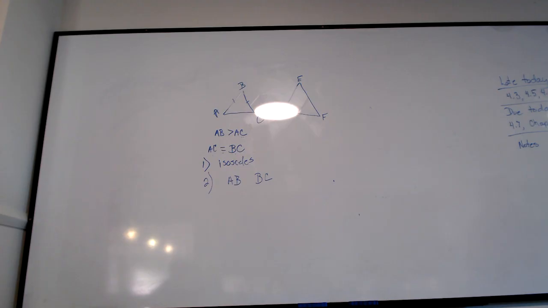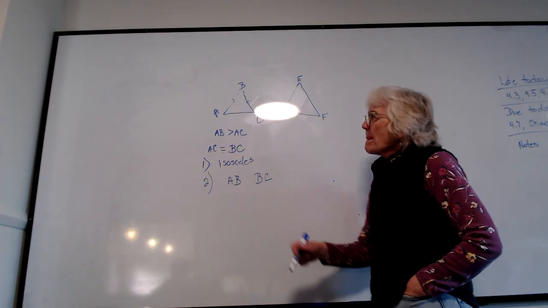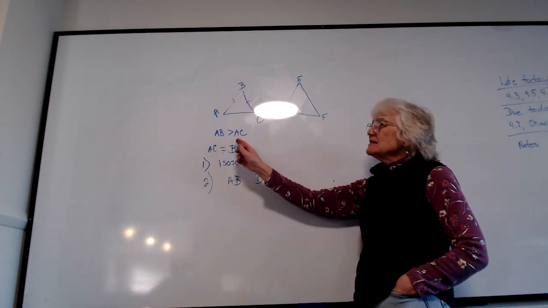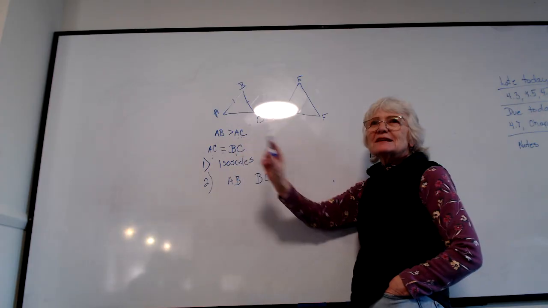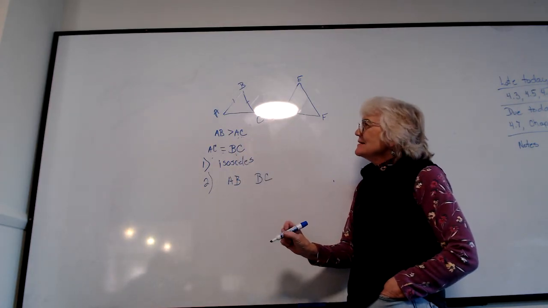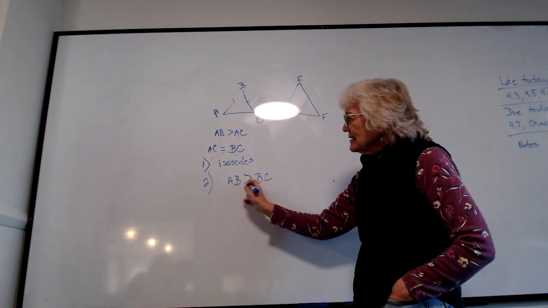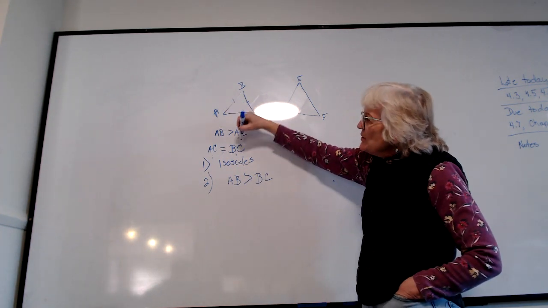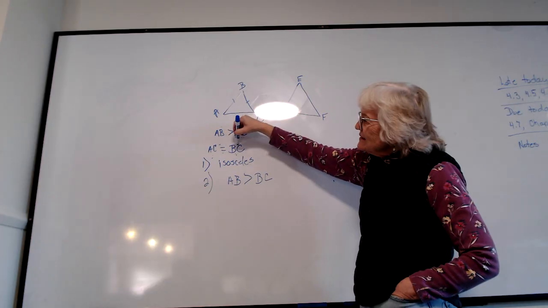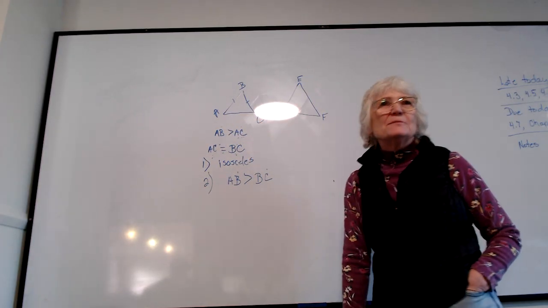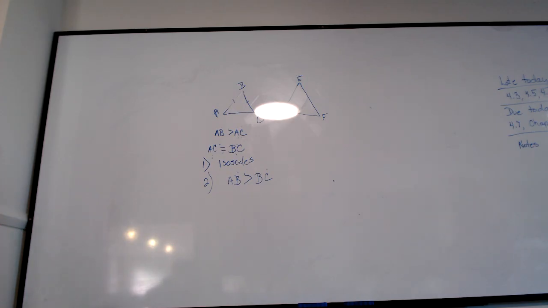So if AB is bigger than AC and AC is equal to BC, what does that tell me? AB is greater than BC? Correct. Because look, AB is greater than AC. So if AC is the same as BC, then AB has to be greater than BC. So we can conclude that. These are things you might do when you're looking at problems. You might use inequalities because they may only tell you that one's bigger than the other.